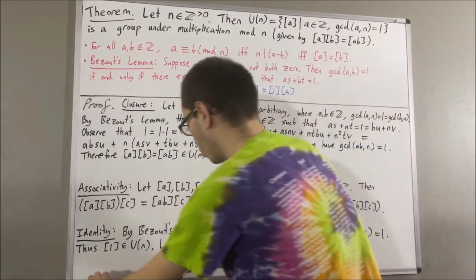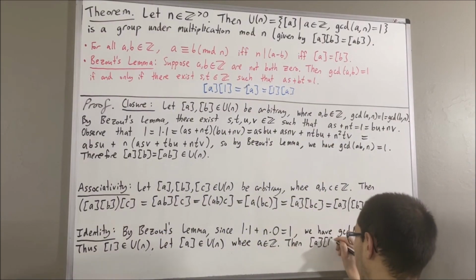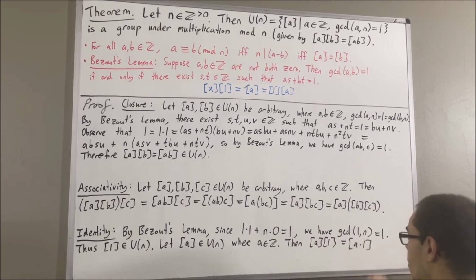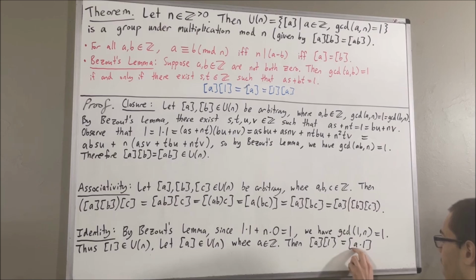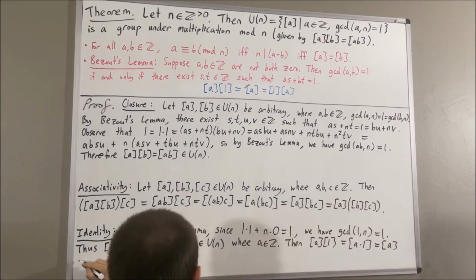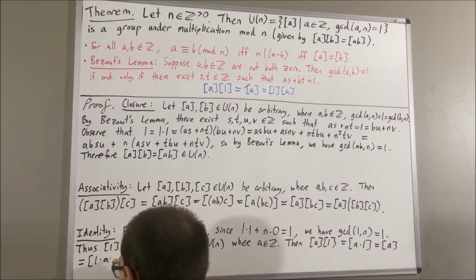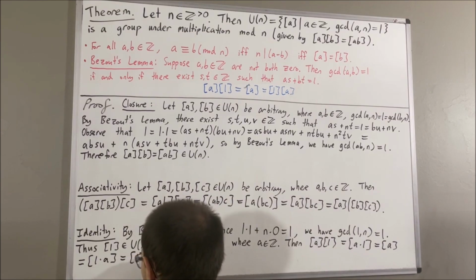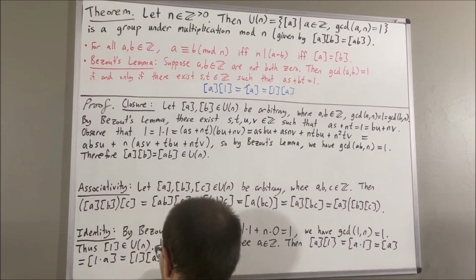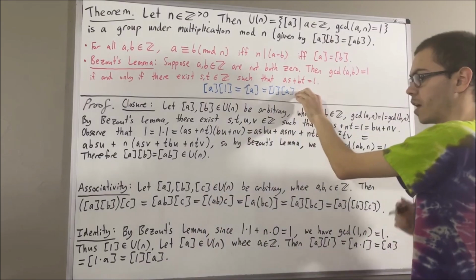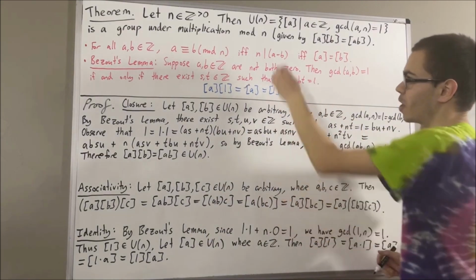And to see how, we observe the following. First of all, by definition of multiplication modulo n, this is just the equivalence class of a times 1. But if we do a times 1, we're just multiplying integers, so this is just the equivalence class of a. Similarly, a is just equal to 1 times a, so this is the equivalence class of 1 times a. And by definition of multiplication modulo n, this is the equivalence class of 1 times the equivalence class of a. And so this chain of equalities shows that the equality holds, and therefore the equivalence class of 1 is the identity element of U(n).